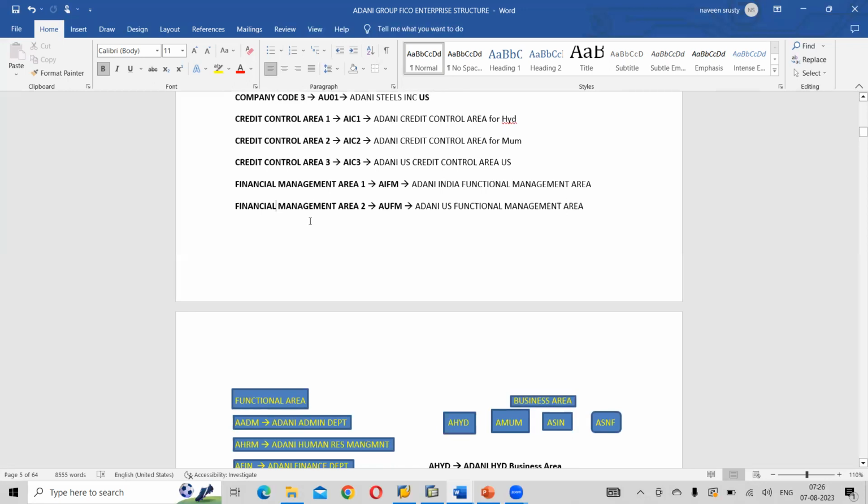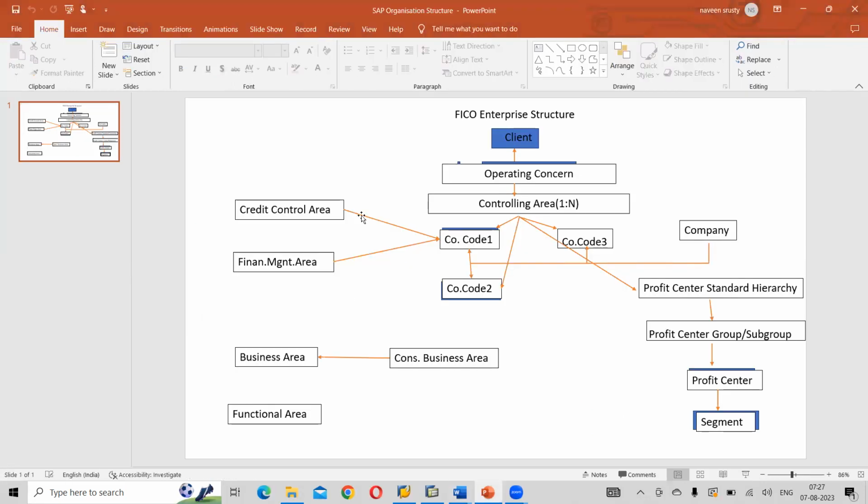Next one, financial management area 2, that is nothing but AUFM. Again, same thing here. AIFM, Adani India Financial Management Area. Next one, Adani US Financial Management Area. Clear? So this particular structure we have finished.